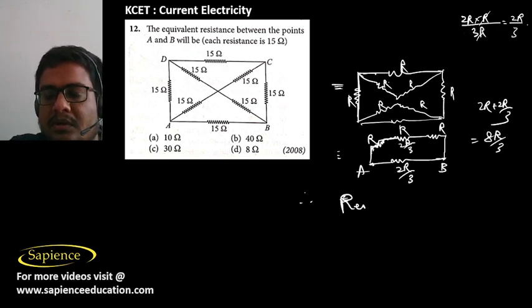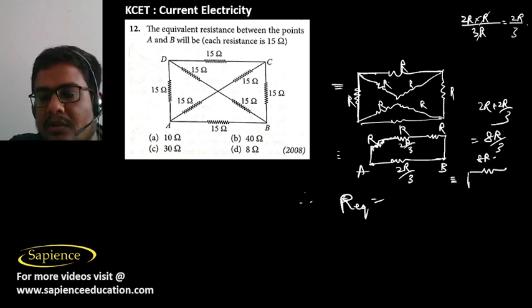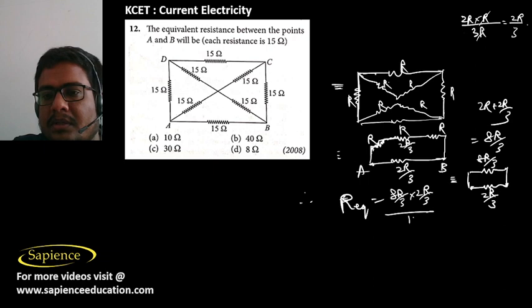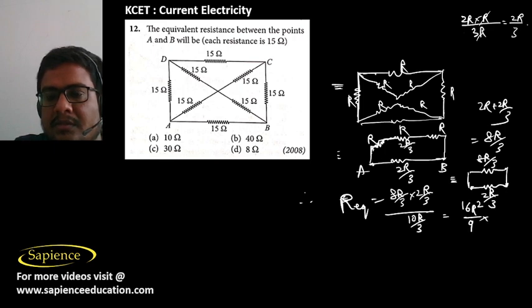So now 8R by 3 and 2R by 3 are connected in parallel. R equivalent is 8R by 3 into 2R by 3 divided by 10R by 3. So this will be 16R square by 9 into 3 by 10R. 3 3s are 9, so R will cancel. Then 2 5s are 10, 2 8s are 16.